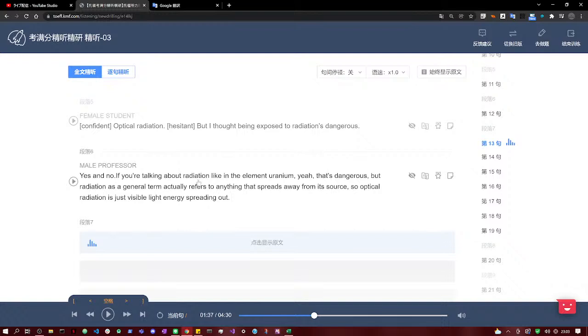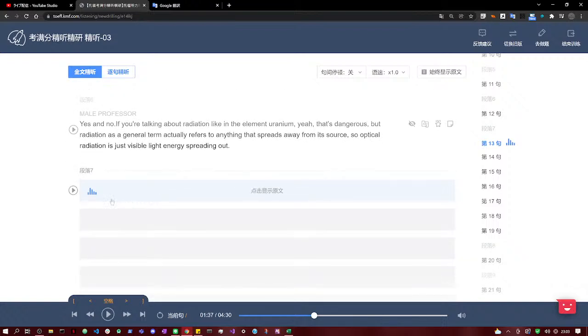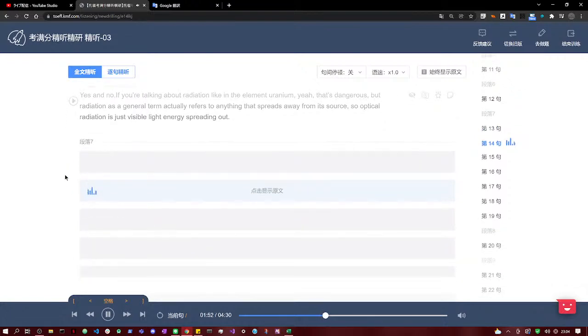They actually refer to anything that spreads away from it. So optical radiation is just visible light energy spreading out. Okay, so we've got a spectrum of a beam of sunlight, and it looks like the colors bleed into each other. There are no interruptions, just a band flowing from violet to green to yellow to... You get the idea.